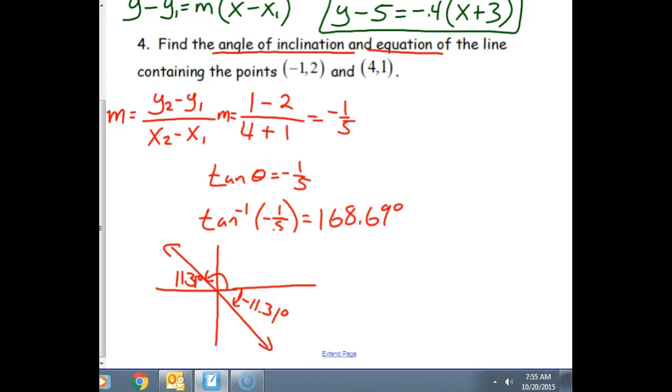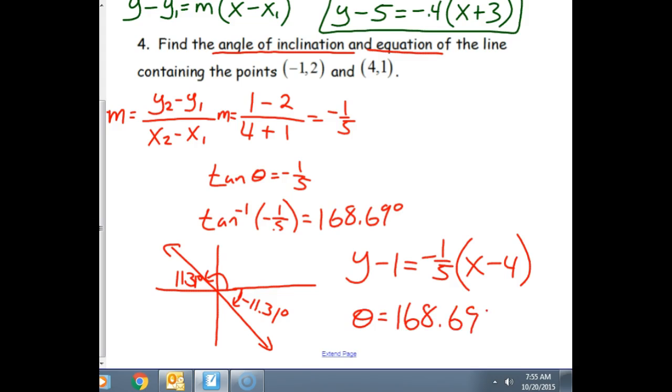Okay, so then all we have to do is find the line. Now it doesn't matter which point you choose. You can choose either one. I always choose the easier of the two. I noticed that 4, 1 does not have any negatives in it, so I'm going to use that one. So my equation is just going to be y minus 1 equals my slope, negative 1 over 5, times x minus 4. Okay, and then theta is 168.69 degrees.